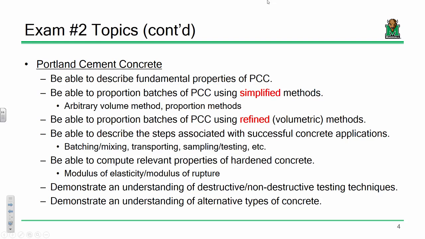7.5 lambda squared of FC prime. That is if all I did, so let's explain what that means, okay? 7.5 lambda squared of FC prime, okay? That is a prediction for the modulus of rupture of concrete.